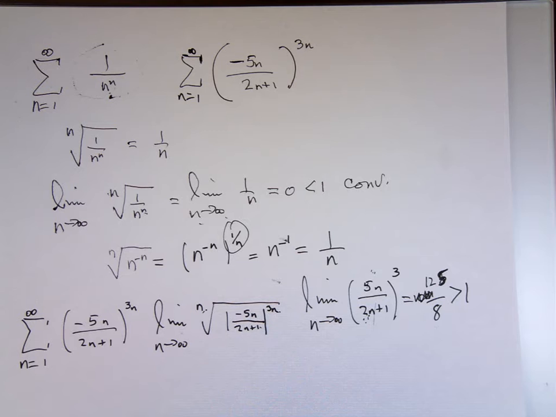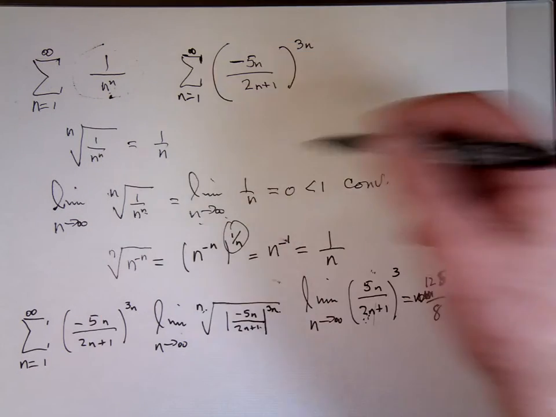That one diverges. This one converged, because 1 over n is going to go to 0, so that one converged. And this one diverges. Yes, go ahead.